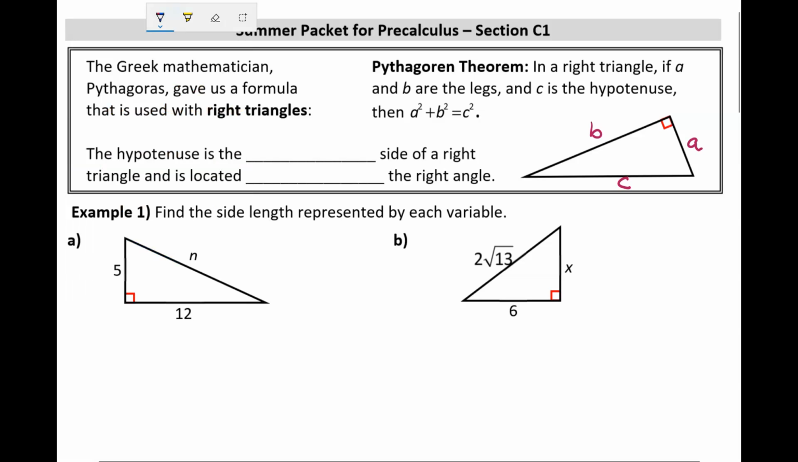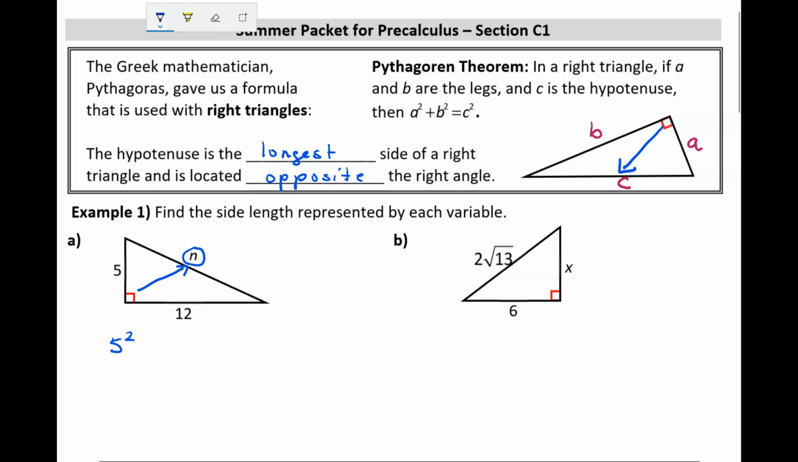Be very careful that you identify the hypotenuse as the side that's opposite the right angle. So the hypotenuse is the longest side of the right triangle, and it's located opposite the right angle. That's important to know. So whenever I do a Pythagorean Theorem problem to find a length in a right triangle, we're going to identify that hypotenuse first.